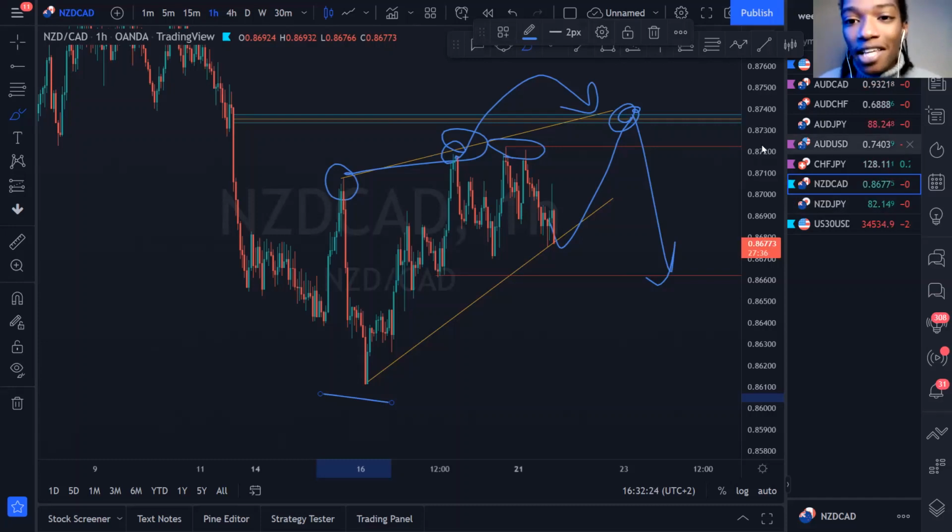Now let's get into the last pair that we're going to have a look at for this week's weekly market forecast, and that is our US30.